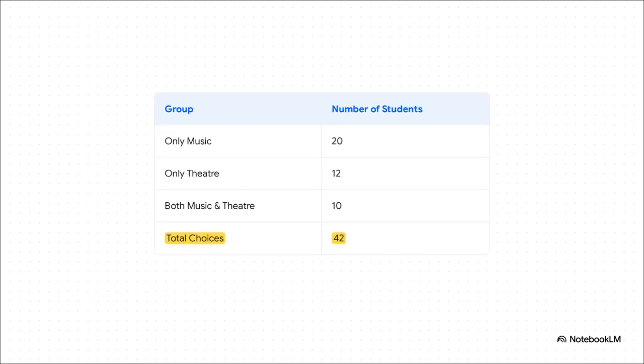So now let's add up our real numbers. We've got 20 students who chose only music, 12 who chose only theater, and the 10 who chose both. You put those all together, and you get 42 students who actually made a choice. And here is the final piece of the puzzle. If 50 students were surveyed in total, and only 42 of them made a choice, well, that leaves 8 students who didn't choose music or theater. And just like that, the mystery is solved. No phantom students, just simple, overlapping choices.